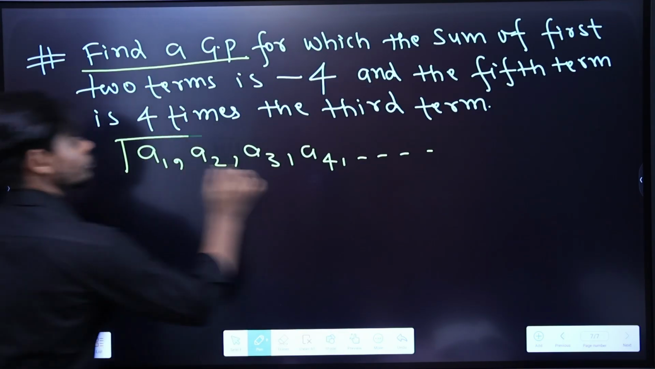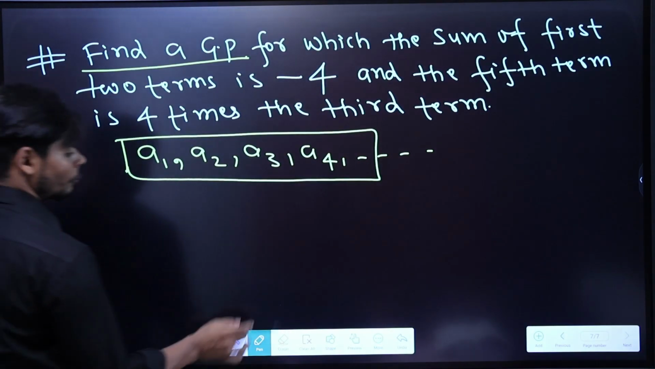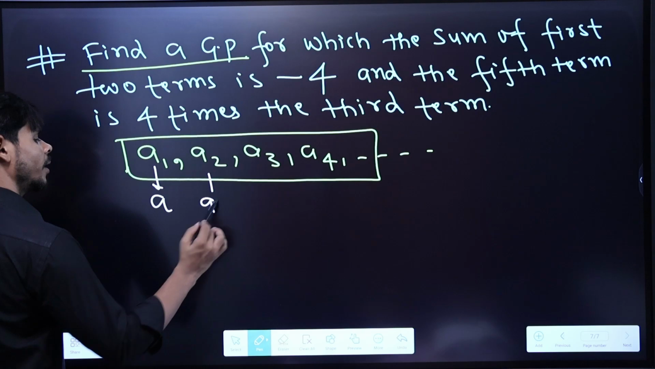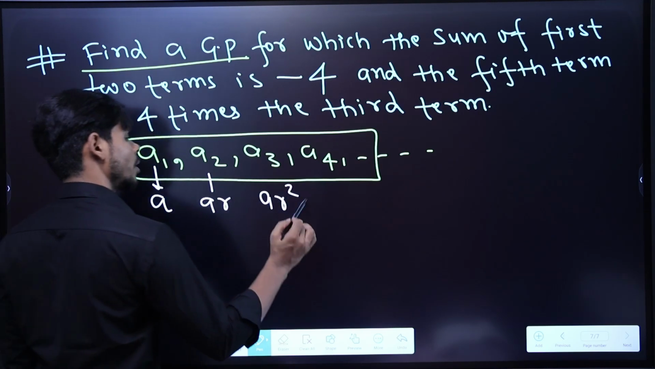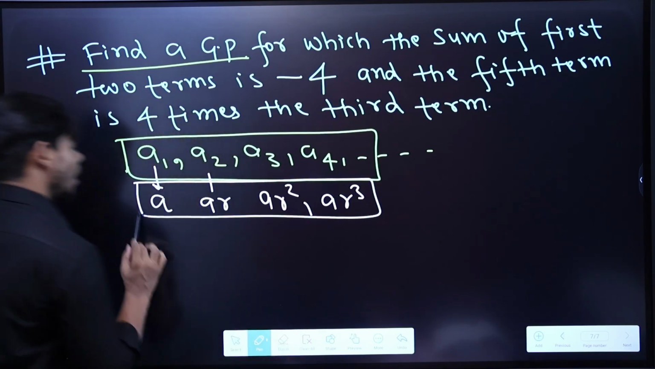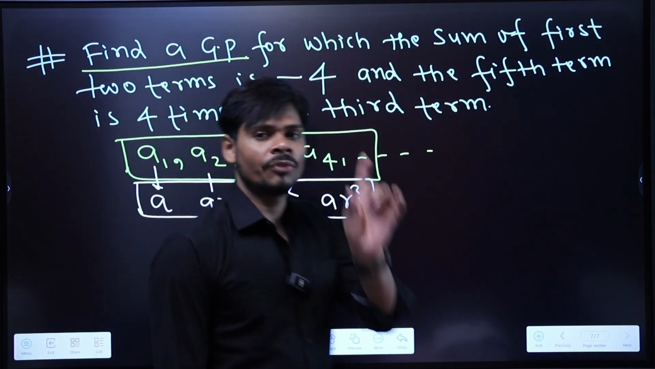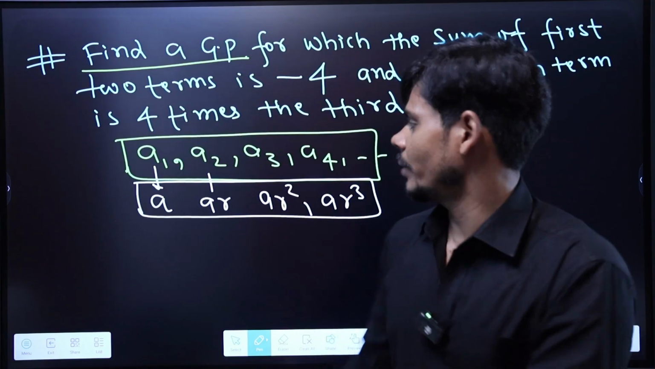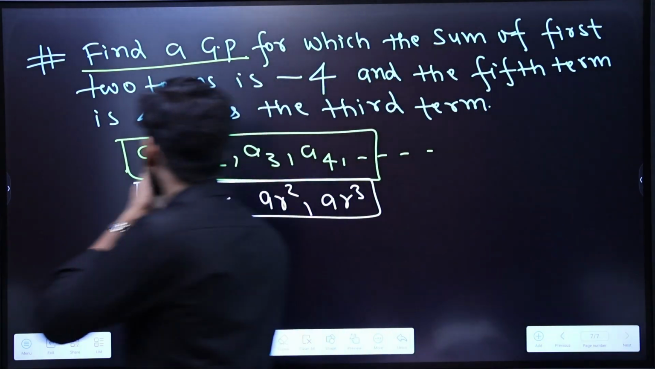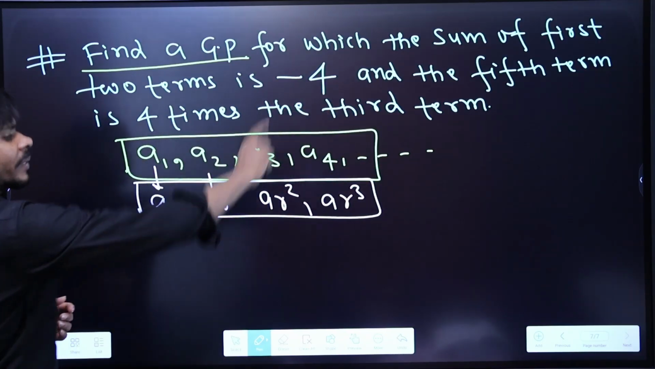So at least we need to find these 3 to 4 terms. And no doubt, first term is your A, second term is your AR, right? Third term is your AR square, fourth term will be AR cube. It means our target is to find the value of A and R. Then we are going to substitute over here, and this will be your GP. Fine. What given informations are given?